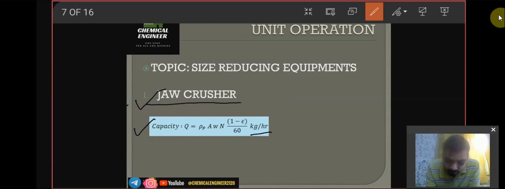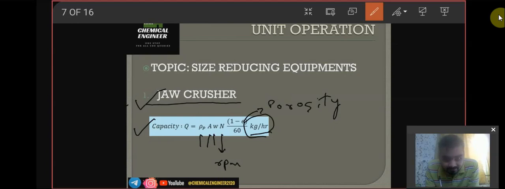It is given as rho p into area into width of the jaw into n, the rpm or number of swings per minute of the jaw, then epsilon, the porosity, divided by 60. That is what we will get in kg per hour. So you should always remember this. The unit of density is kg per meter cube.